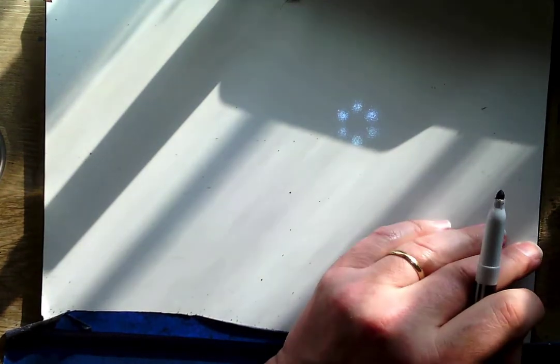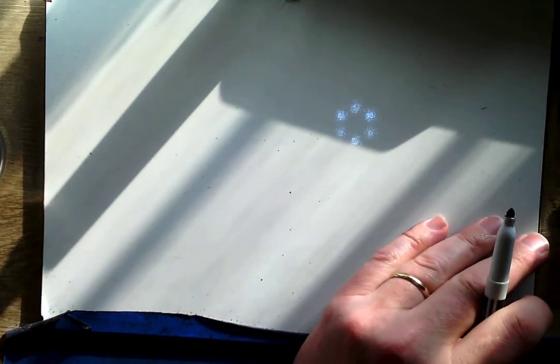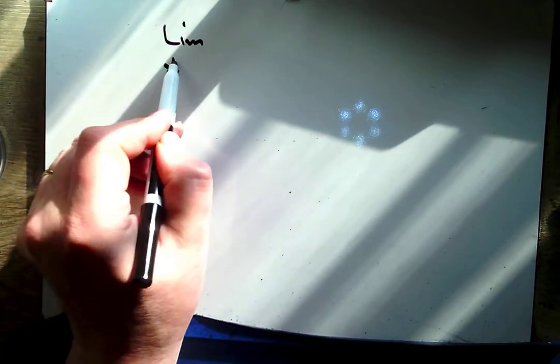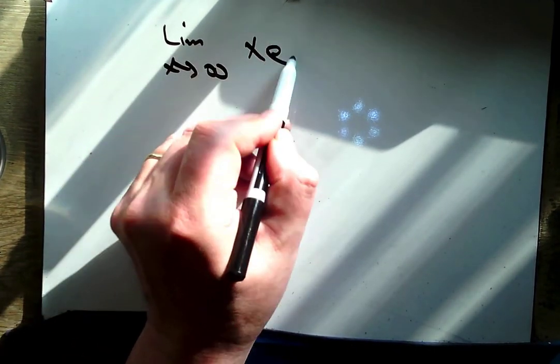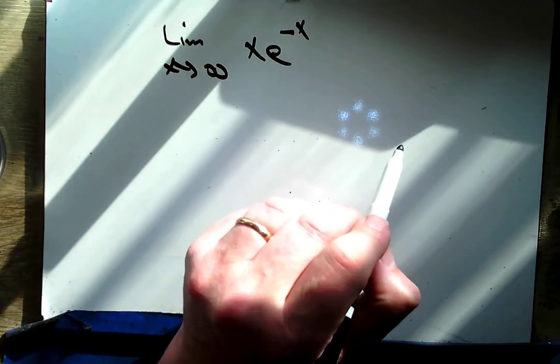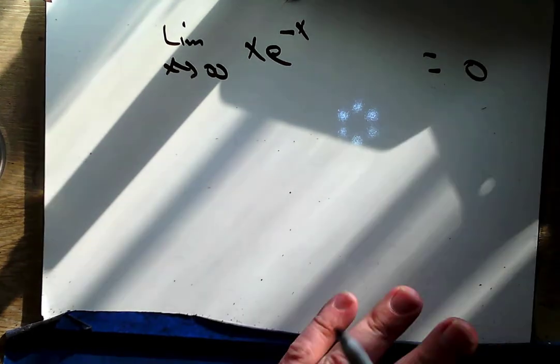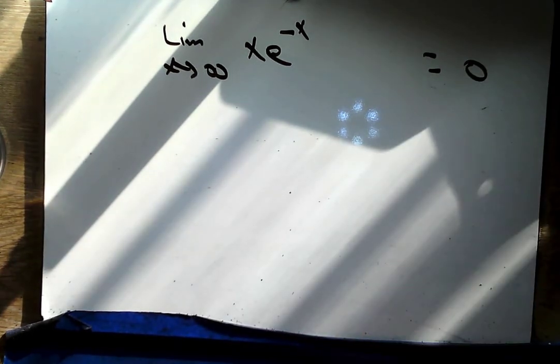All right, how are we doing for time? 58. All right, no more practice then, though I did want to do this one. The limit as x heads to infinity of x e to the minus x. You should end up here with 0 as your answer. All right, have a fabulous day, everyone. Take care.